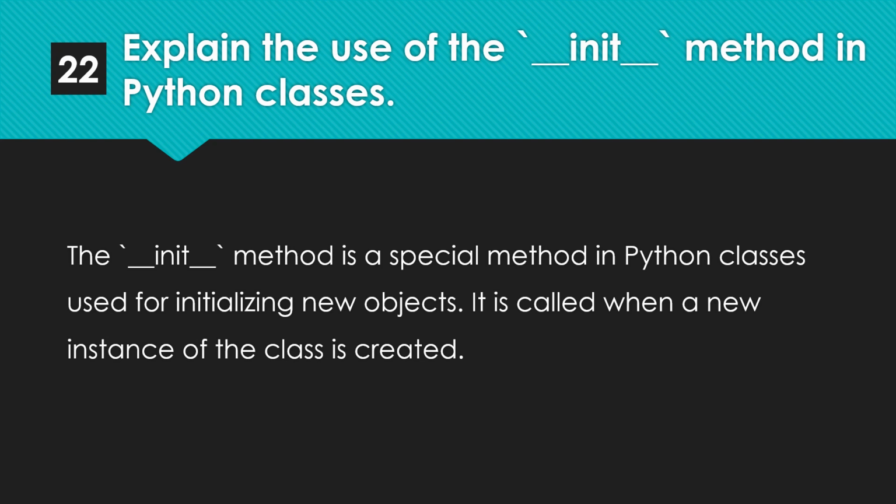Explain the use of the init method in Python classes. The init method is a special method in Python classes used for initializing new objects. It is called when a new instance of the class is created.